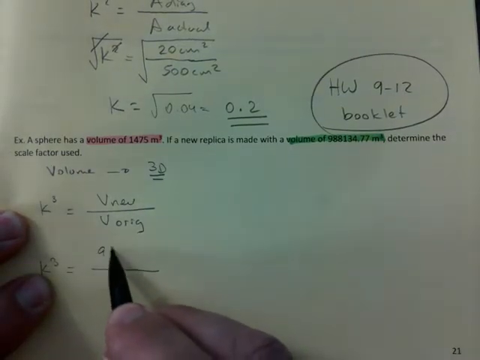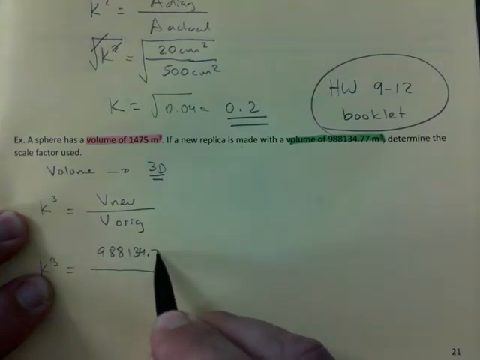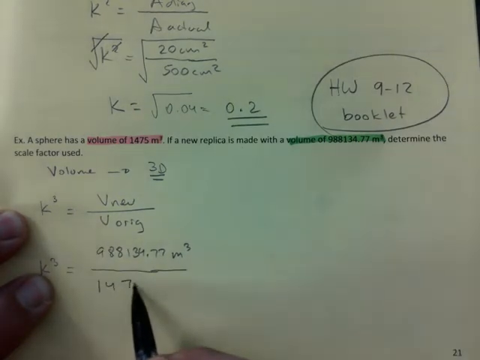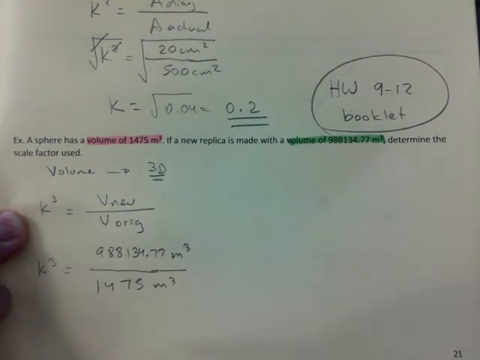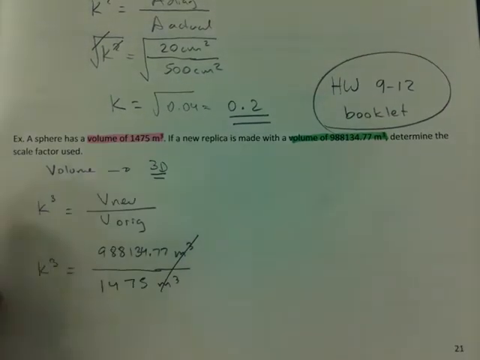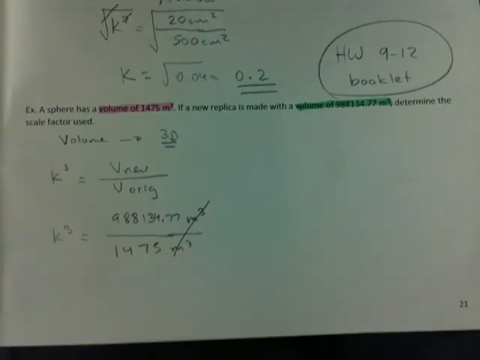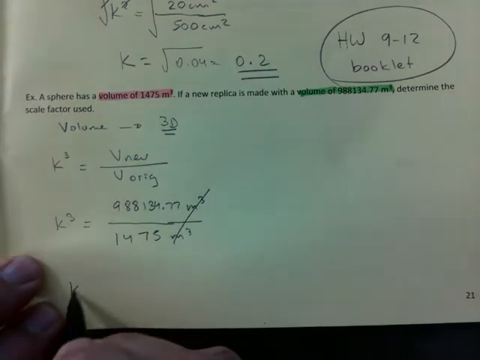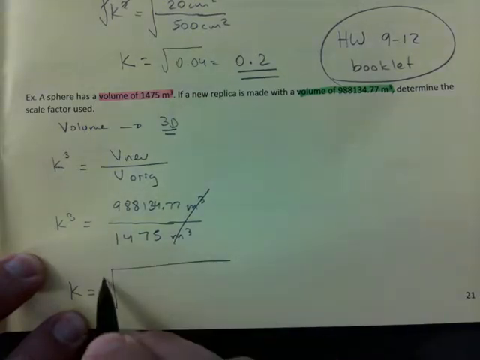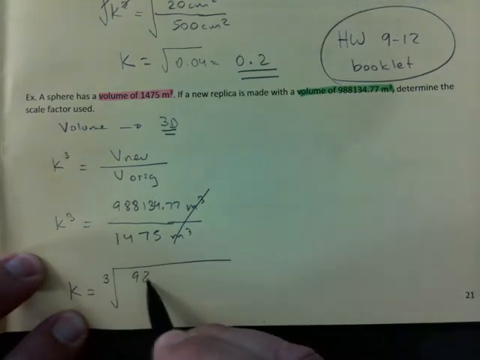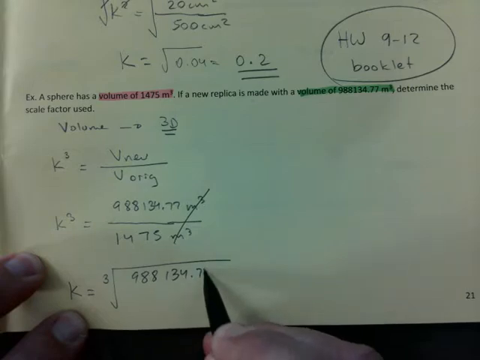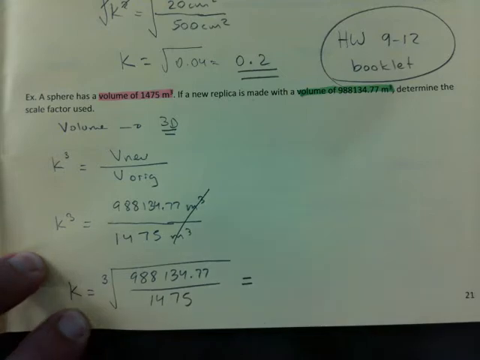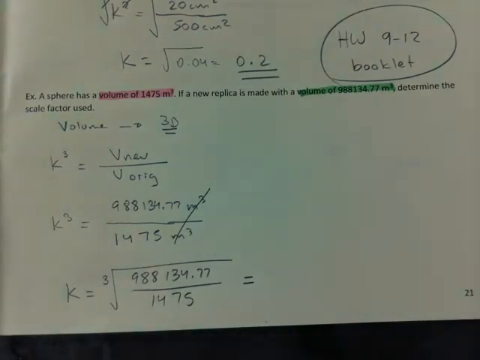So the new is 988,134.77 cubic meters over 1475 cubic meters. Right? You cancel out the units. Cancel out the units, and the last step, I like to see this, that you take the cube root of that. It's just cleaner, and you can put the answer right next to it if you'd like.